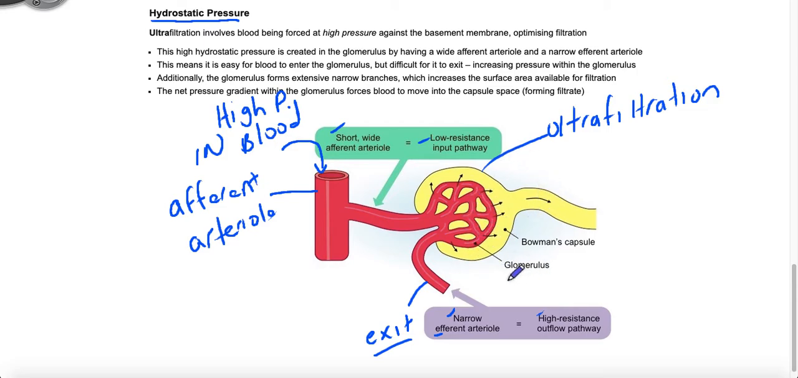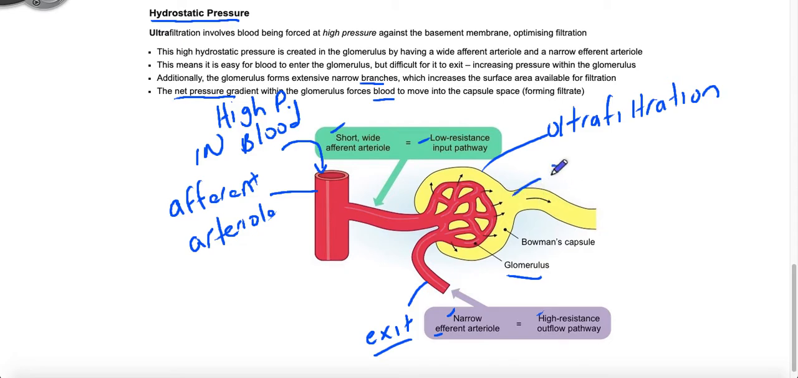Additionally, within the glomerulus right here, or this network or branches of arteries, you have these narrow branches, right, which are going to increase the surface area available for filtration. And this net pressure gradient is going to allow fluid to move into the capsule space in this area right here within the capsule. The blood, once it gets filtered, exits via the efferent arteriole.